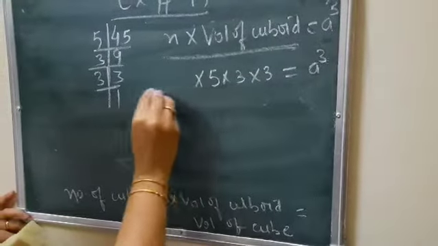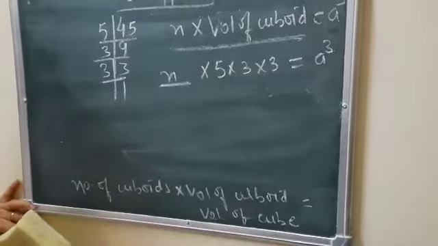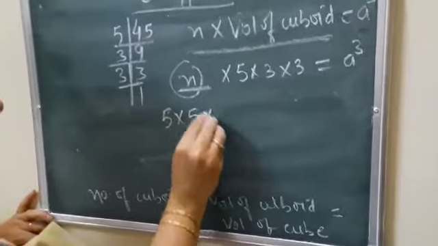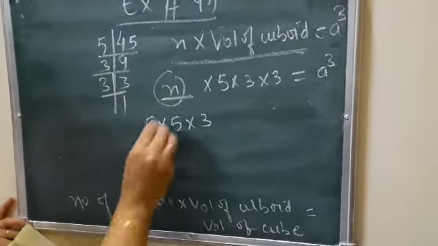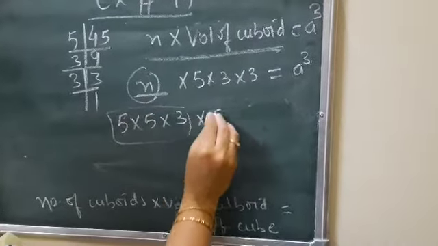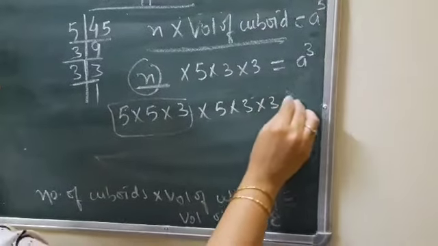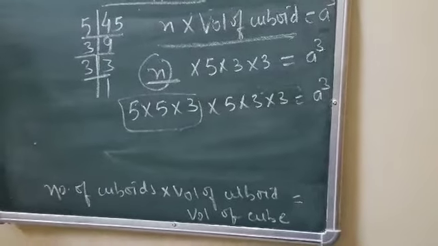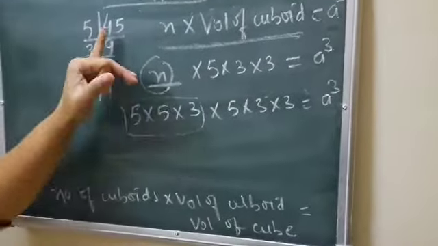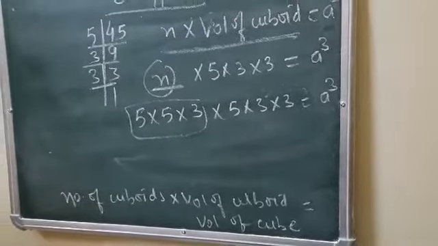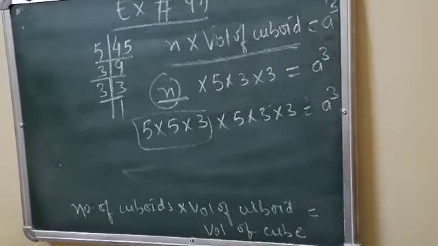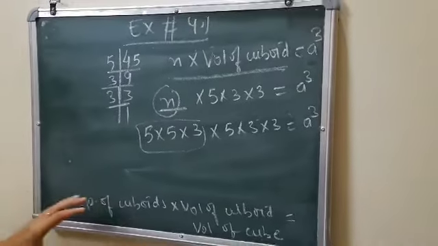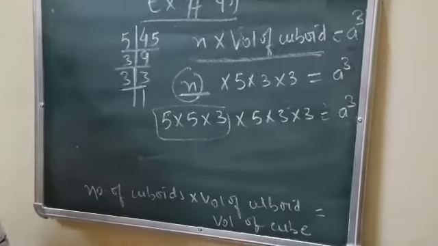Now for making it a perfect cube, what do I require? In place of n, I require 2 more 5s and 1 3. If I get this, then this will become a perfect cube. Is it clear? Again, I am repeating. The volume of cuboid we had found was 45. Now volume of cuboid into number of cuboids will be equal to the volume of cube.